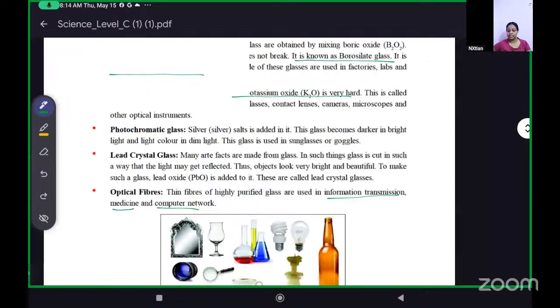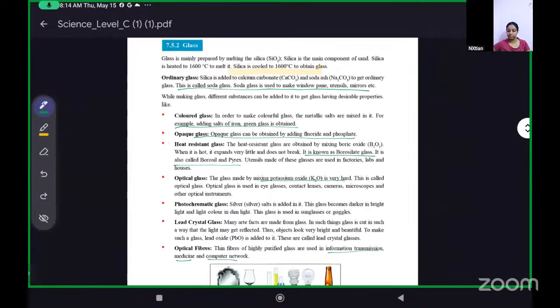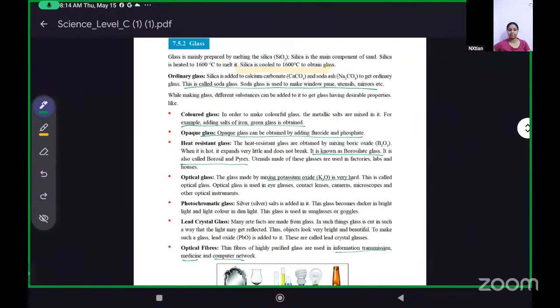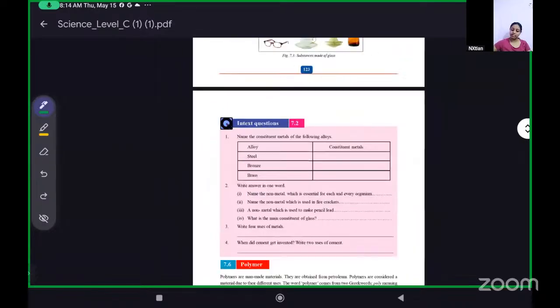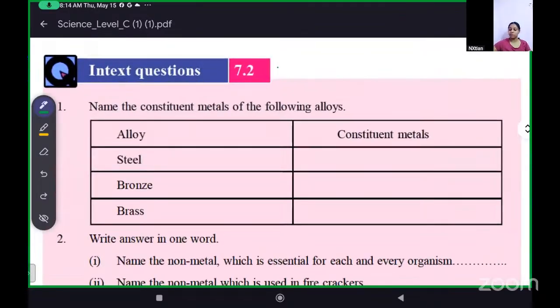Any doubt in any other classes? No? So we will stop here for today. Please try out 7.2 for homework. We will discuss it in tomorrow's class.